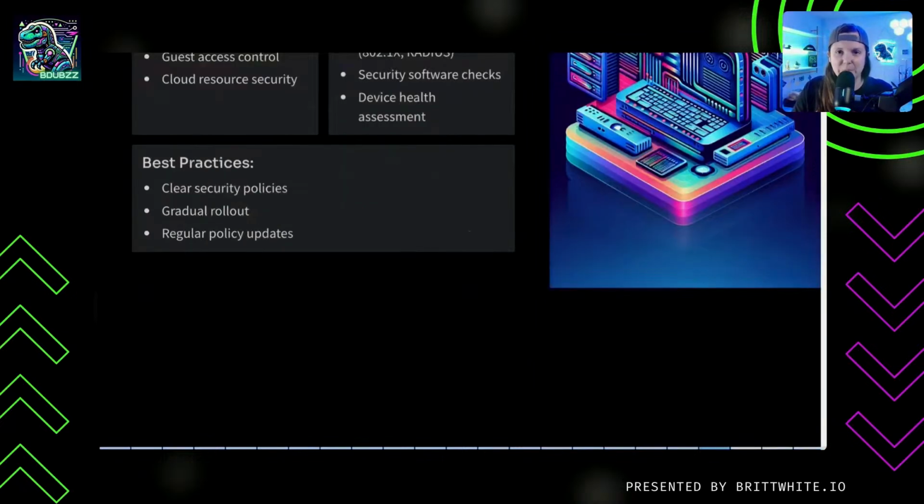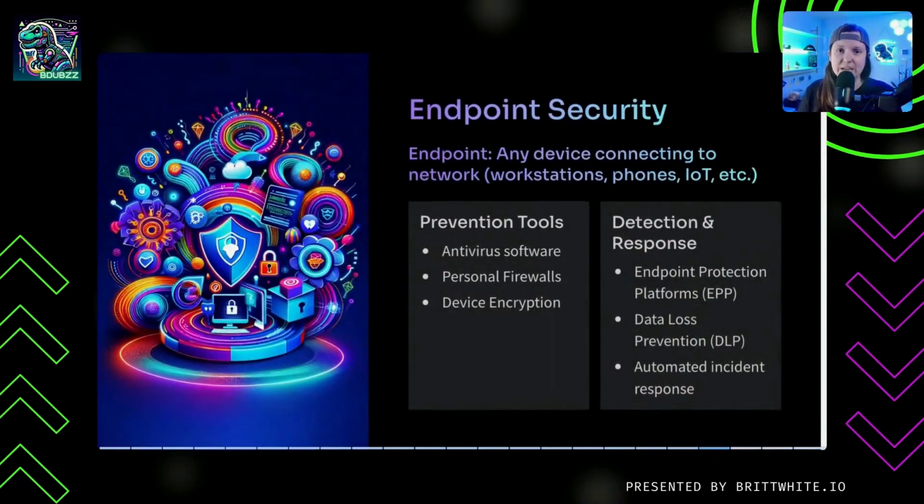First, what is an endpoint? This is any device that connects to your network, from employee workstations and smartphones to printers and IoT devices, and everything in between. These are often your most vulnerable points because they directly interact with users and the outside world. With the rise of remote work, protecting these endpoints has become more critical than ever. Endpoint security is all about arming these devices with a multi-layered defense system.